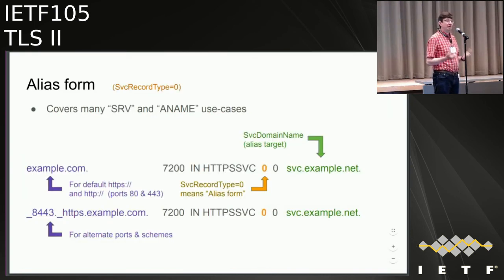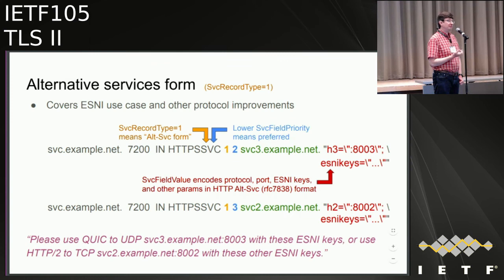I won't go into great detail on this here. Some of these details are being talked about in more detail in DNS, DNSOP and HTTPBIS. There are two forms for this. I won't go into great detail on this form, but next slide. The alternative services form is the one that the ESNI keys would come into play for the HTTPS use case.